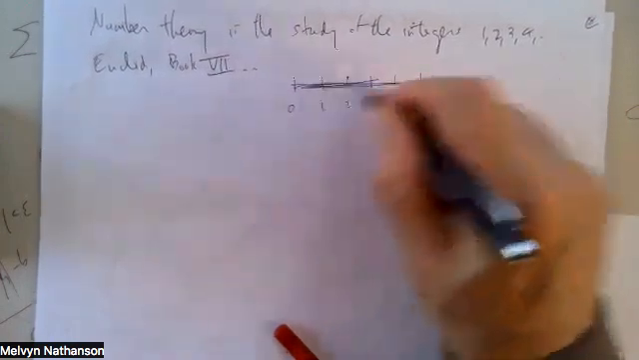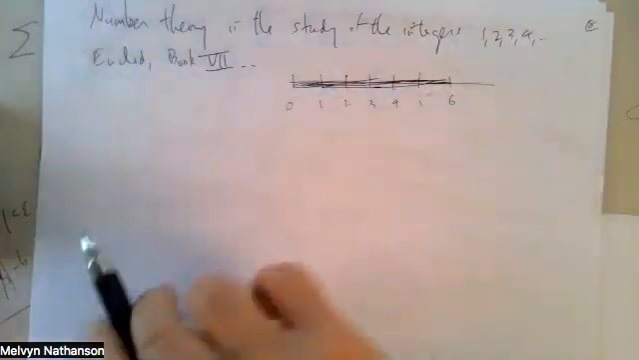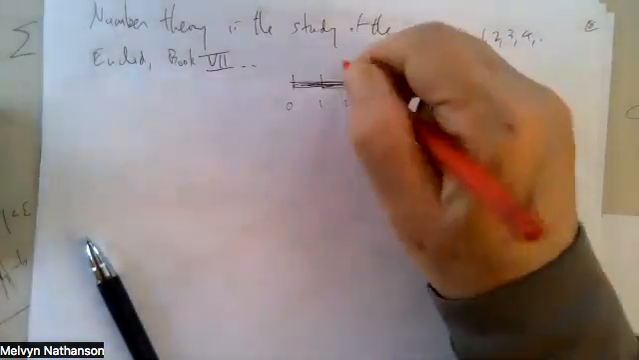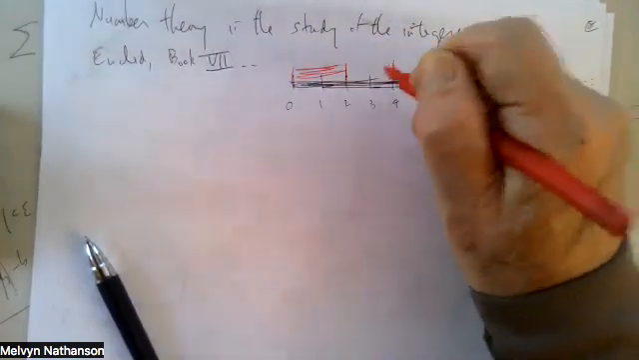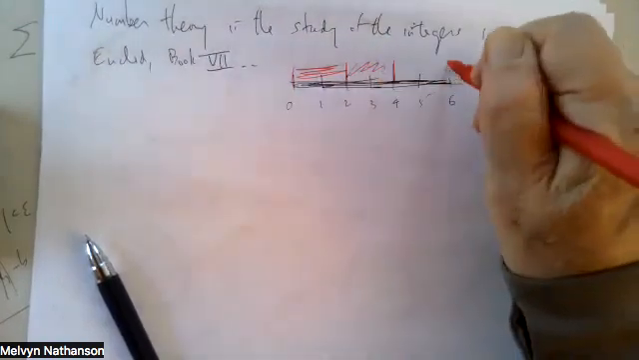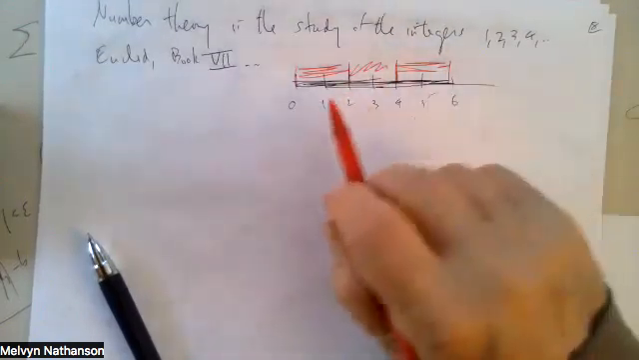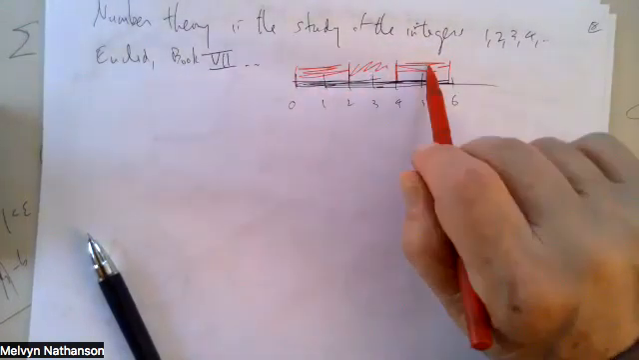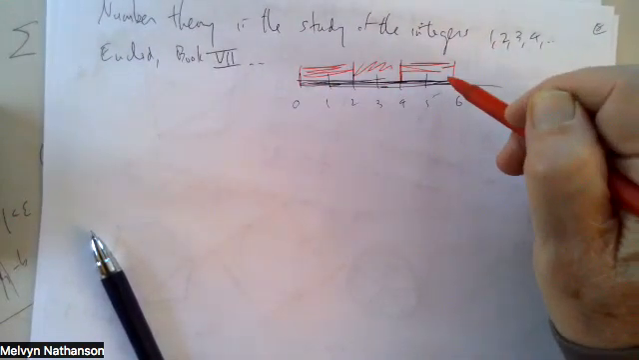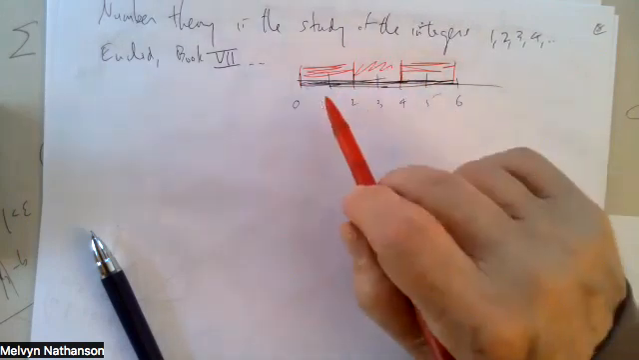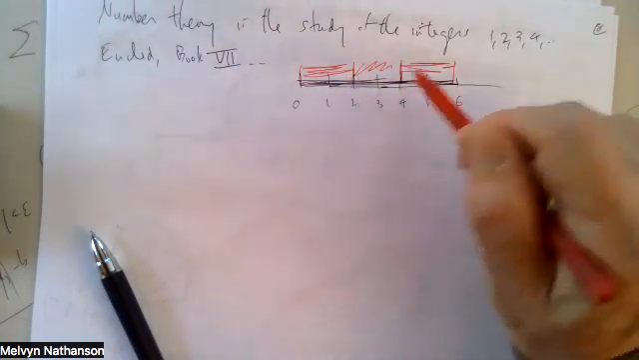So if I take a line segment which is 6 units long, I can actually divide it up into 3 pieces of length 2. So 2 plus 2 plus 2 equals 6. I've divided this line segment up, I've measured it, if you like, by pieces of length 2. It's equal to 3 pieces of length 2.